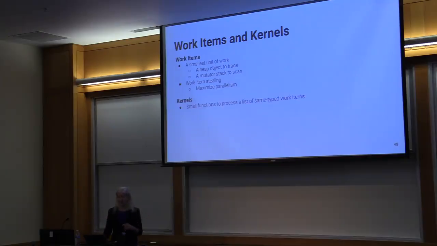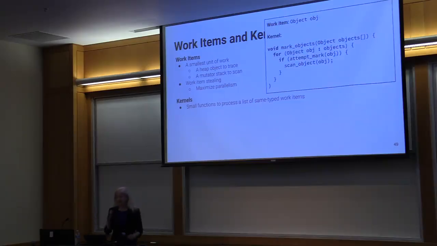So that maximizes parallelism. So the kernels are these small functions that process a list of the same type of work items. So you have a kernel that says, here's an object to scan, and this is the way you scan it. So each work item also has code that's associated with it to do the work for its item. All right? So here's an object that you need to scan, and here's the kernel that scans it. So you take objects as an input for each object in your list.